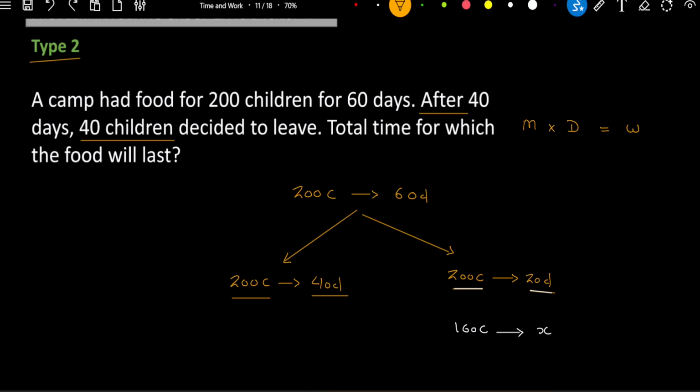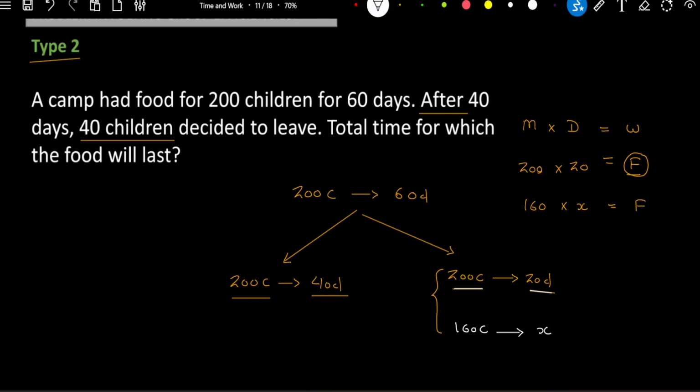Let us create the equation for these two cases. Because let us assume the first group has to consume F amount of food. Initially, there were 200 children, and if there were 200 children, they would be able to consume this food in 20 days. Now, the same task needs to be performed by 160 children. I don't know in how many days. Since the task to be performed is same, they have to consume the same amount of food. So let me again write F here.